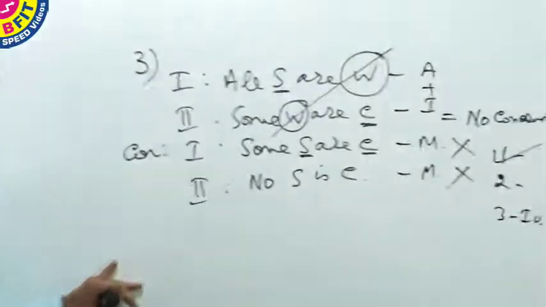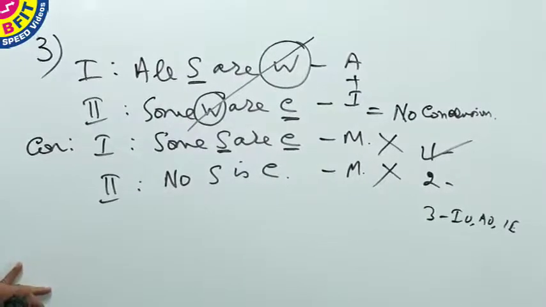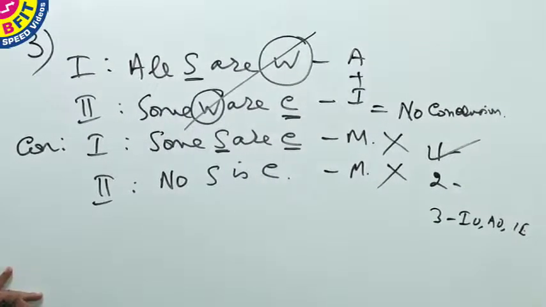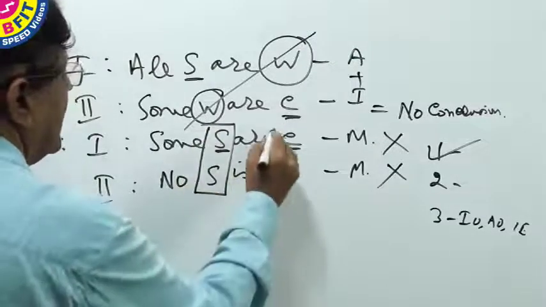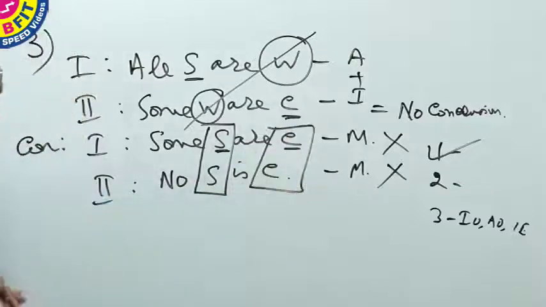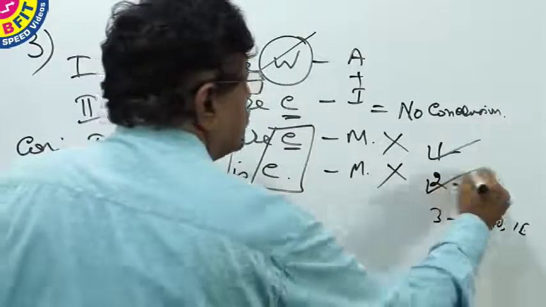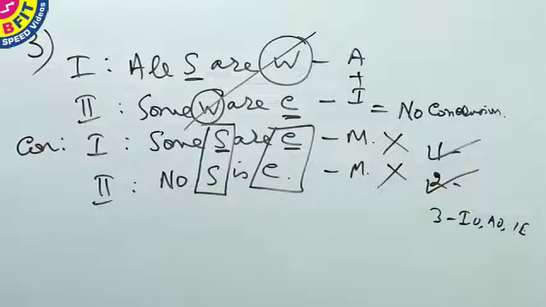Second condition, the subject and predicate of the conclusions. Please remember, conclusions, not statements. Some people test this in the statements and arrive at false answers. So here in the conclusions, what is the subject? S is the subject and C is the predicate. So in conclusion 1 and 2, the subject and predicate are the same. Therefore, condition number 2 is satisfied. Then what is the third condition? They must belong to IO, AO or IE.